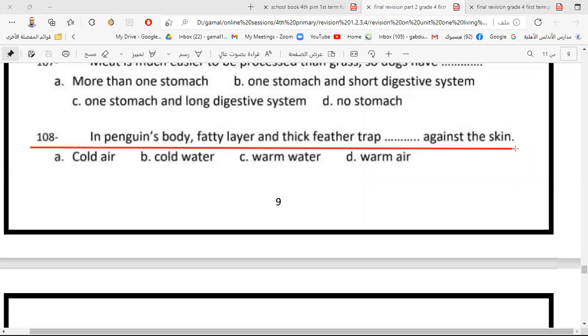Number 108. In a penguin's body, the fatty layer and thick feathers trap something against the skin. What do the thick feathers trap to keep the body warm? Cold air, cold water, warm air. Warm air. You are a hero, mashallah.